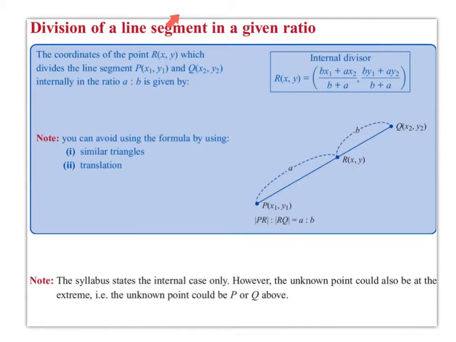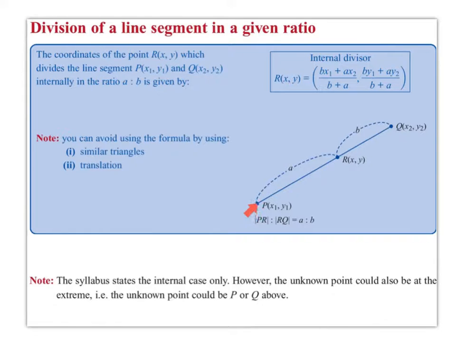Division of a line segment in a given ratio. The coordinates of the point R (x, y), which divides the line segment P (x1, y1) and Q (x2, y2) internally in the ratio a to b, is given by R (x, y) equals ((b times x1 plus a times x2) all divided by (b plus a), (b times y1 plus a times y2) all divided by (b plus a)).